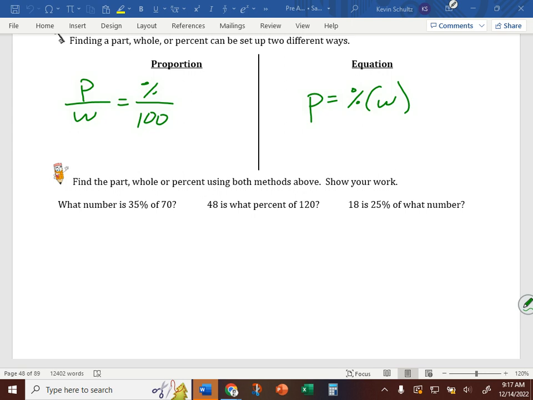Using the proportion method or the equation method, we first have to identify what's our part, what's our percent, what's our whole. Just like we did at the top. So in this question, easy one first, what's the percentage? 35%, right? You know that because it has the percentage symbol on it. Now, what's our part? What's our whole? Our whole is 70. And you know that because it follows the word of.